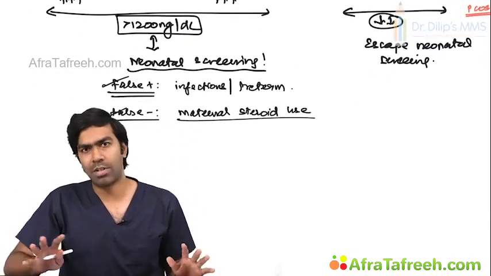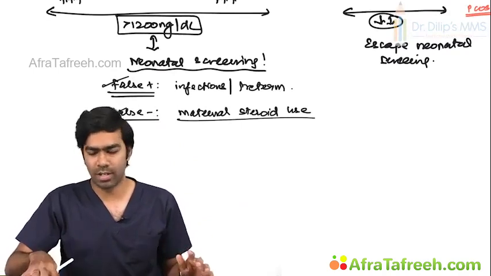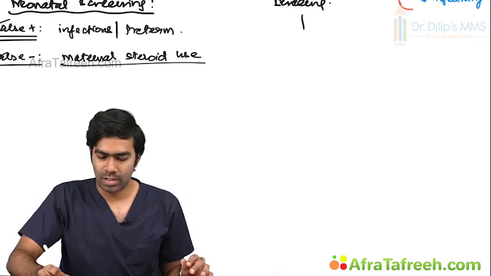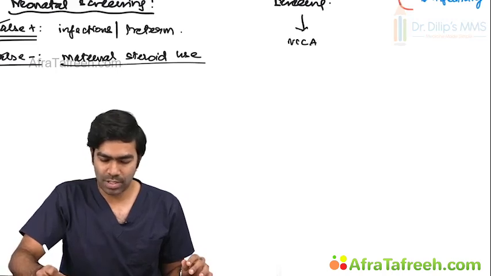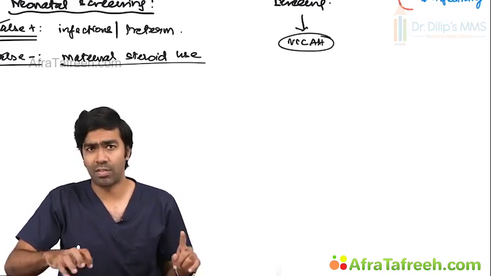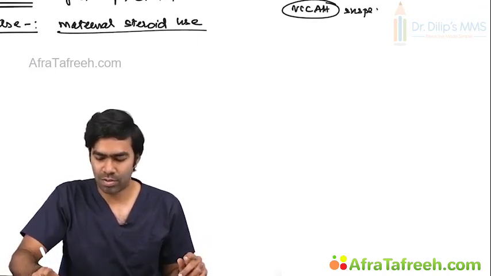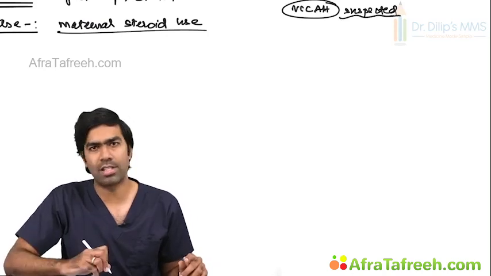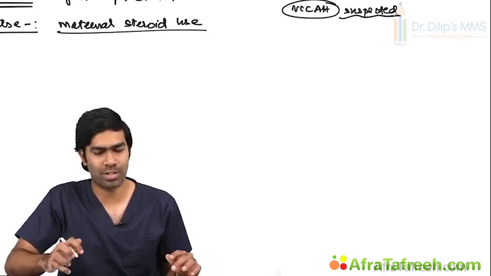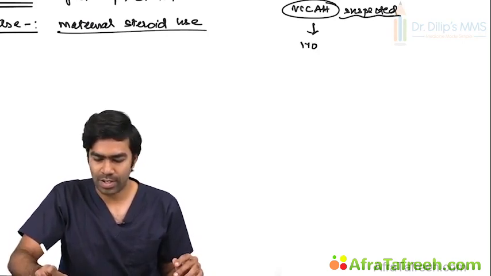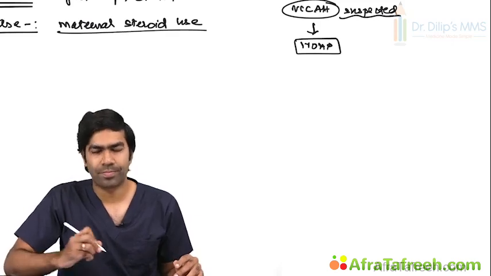So actually it's very simple to find out in the neonatal period itself. It's not a very difficult disease to find out. But on the other hand, this non-classic type of congenital adrenal hyperplasia is very difficult to find out. So if you have a suspected case of non-classic congenital adrenal hyperplasia due to 21-hydroxylase deficiency, obviously the first test I will be doing is the 17-hydroxyprogesterone levels.